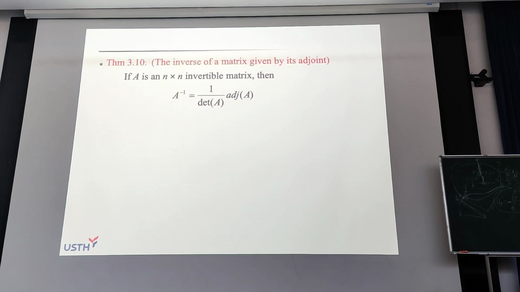Then that will give you a way to find the inverse of a square matrix. A inverse in that case will be 1 over determinant A multiplied by the adjoint matrix of A. And you should remember that A is invertible if and only if determinant of A is non-zero. And because of that, we can write 1 over determinant of A.